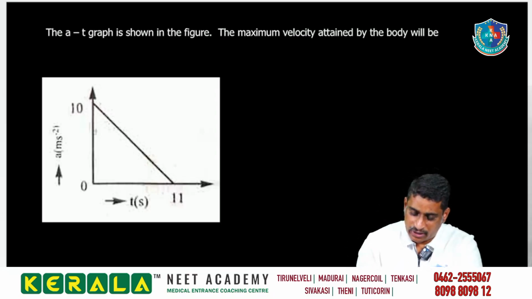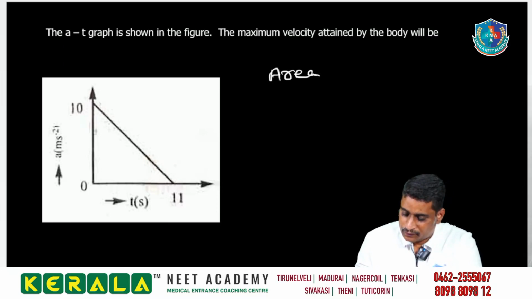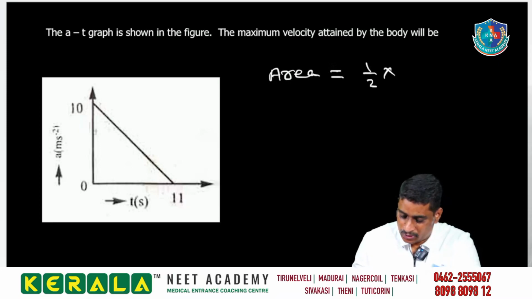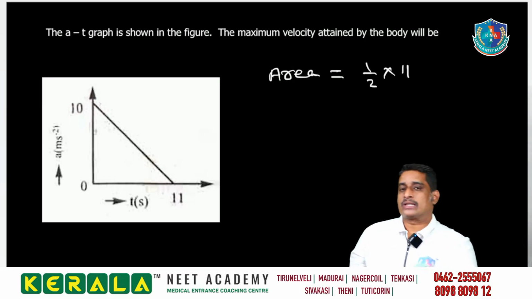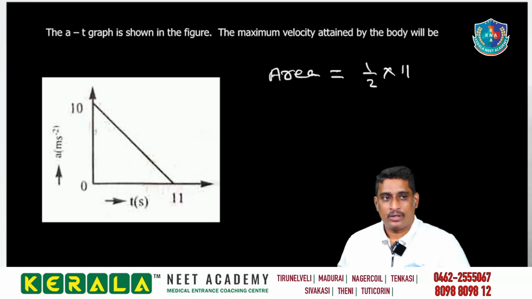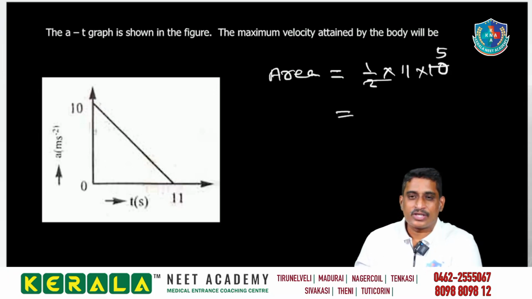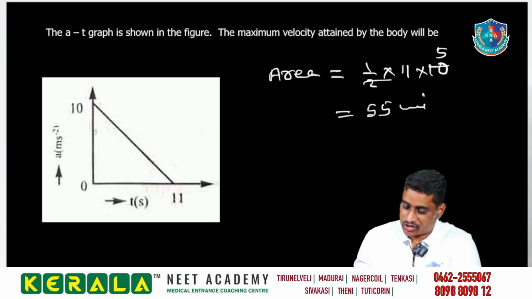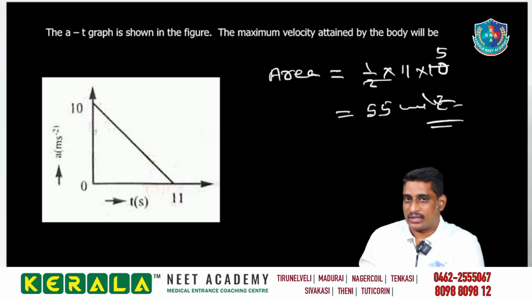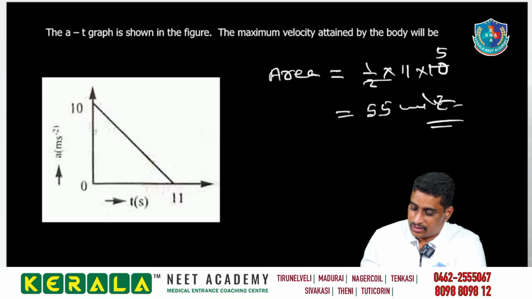Therefore, from this particular example, from this particular graph, area under the graph will be given by half into base, where the base is given 11, time is given in seconds and acceleration is given in meter per second square. So area under the graph is nothing but half into base into height. Therefore, from this equation it is very clear the total area under the graph is 55 units. So the area under this acceleration time graph represents change in velocity of the particle.